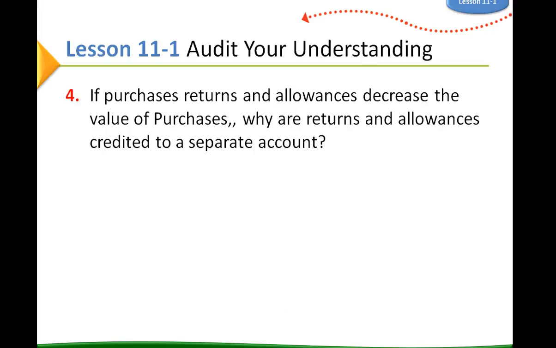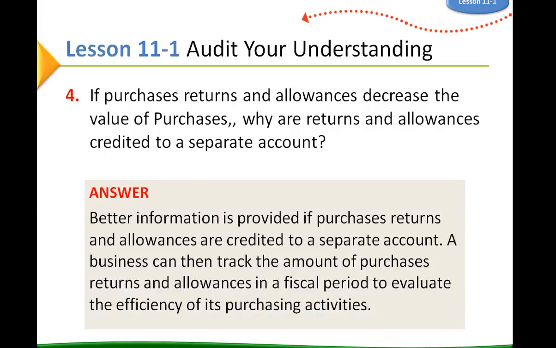If purchases, returns, and allowances decrease the value of purchases, why are the returns and allowances credited to a separate account? Better information is provided if purchases, returns, and allowances are credited to a separate account, so you can track it. If you just wiped out or erased what you had done previously, you can't track it at all. So a business can then track the amount of purchases, returns, and allowances in a fiscal period to evaluate the efficiency of its purchasing activities. That's really important.